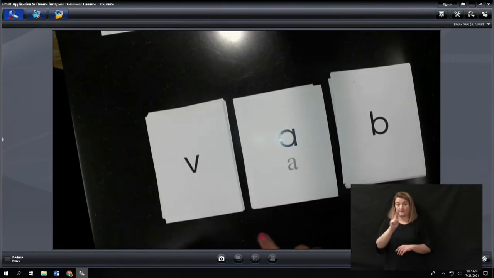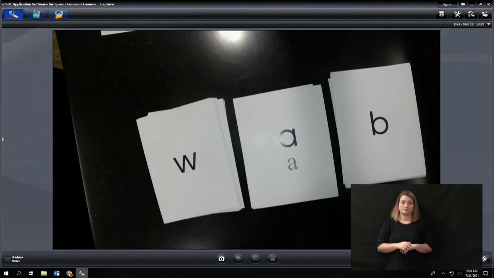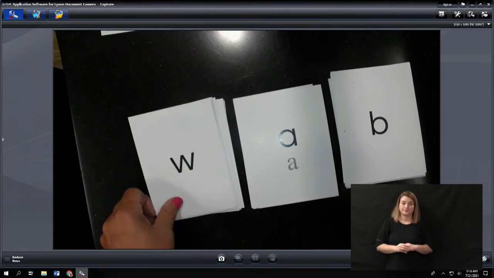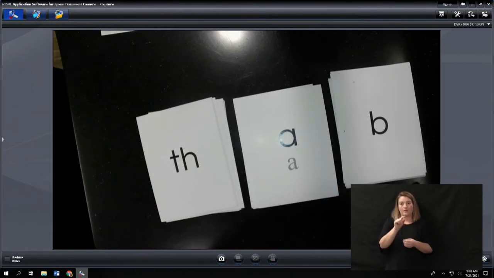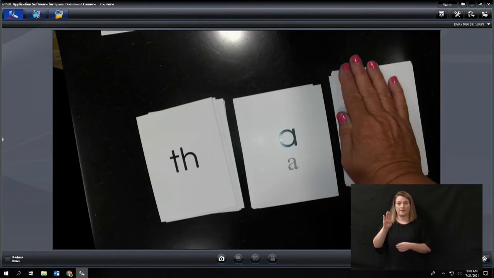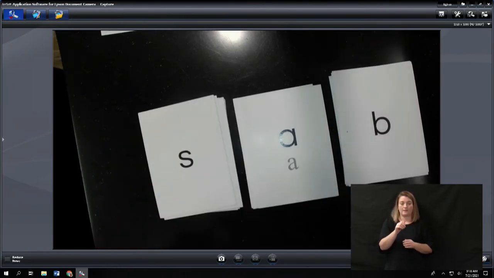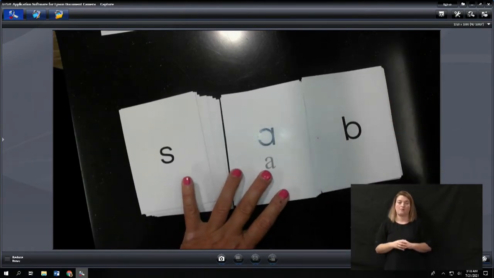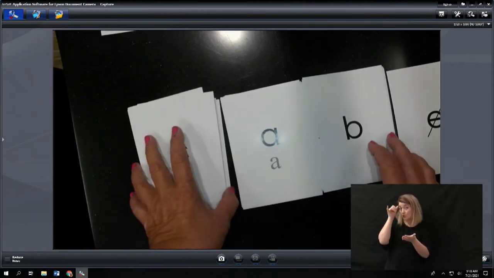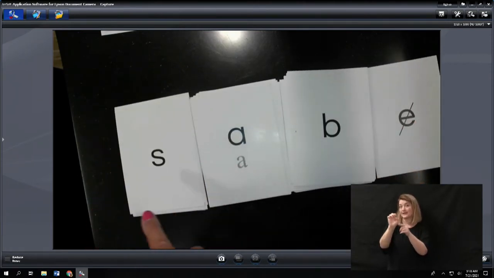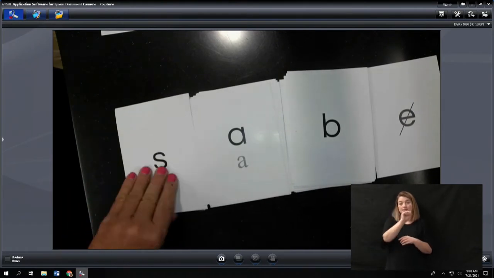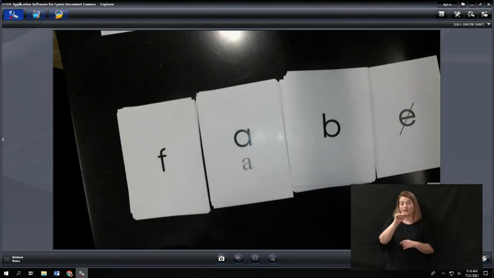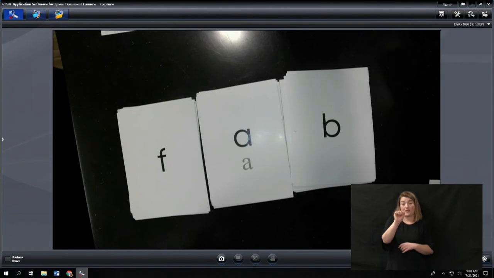Ab, vab. Wab. Okay, the next one, let's do the whole thing. Fab. What is this? Fab. Fab, very good. Sab. Okay, now look at this, guys. We learned this yesterday. We're going to add old magic E over here. Save. Now let's say it. Save. Very good. Cave. Fabe. Very good. I'm going to put that to the side.